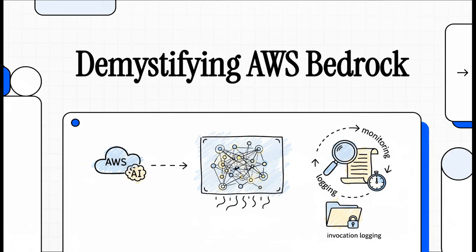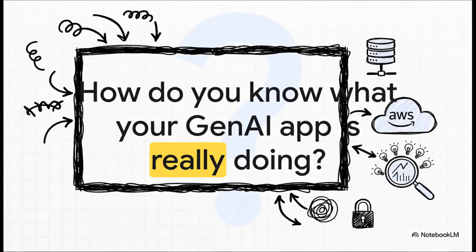Welcome to the Explainer. Today, we're digging into a feature that is honestly a total game changer for anyone building with generative AI on AWS. It's called model invocation logging. Okay, so let's get right into it.